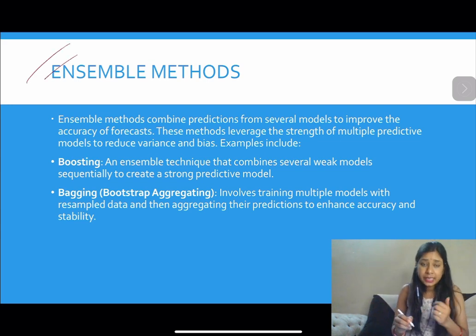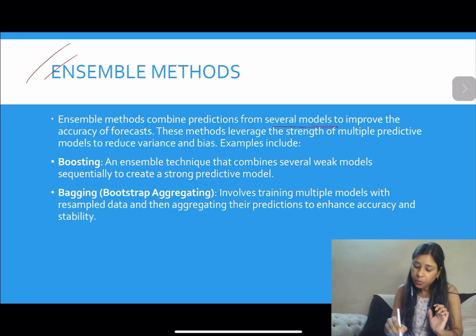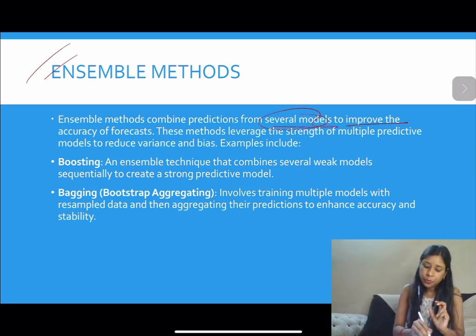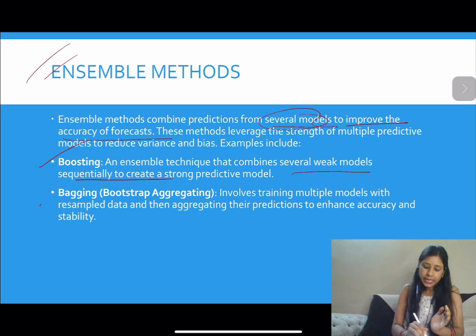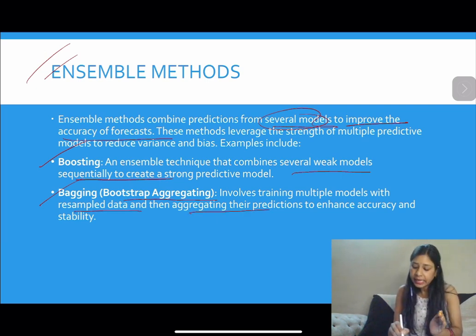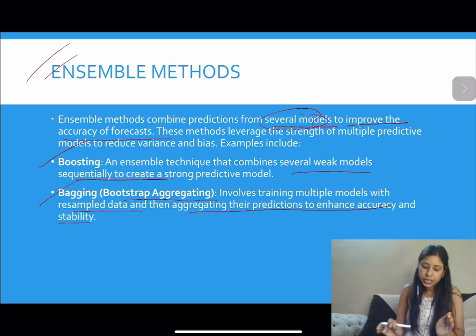The last one we are discussing is the ensemble method. The ensemble method combines the predictions from several other models to improve accuracy. One such model is boosting, an ensemble technique that combines several weak models sequentially to create a strong predictive model. Next is bagging, known as bootstrap aggregating. It involves training multiple models on resampled data and then aggregating the predictions to enhance accuracy and stability.